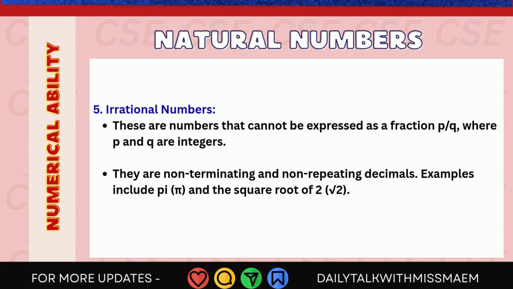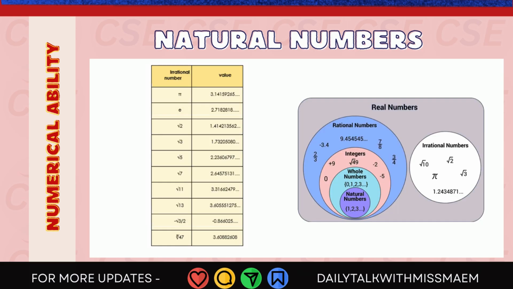Irrational numbers can't be written as clean fractions. They go on forever with no repeating pattern. Famous ones include pi, and square root of 2. You'll never see their decimals end or repeat. Irrational numbers. These are numbers that cannot be expressed as a fraction p over q, where p and q are integers. They are non-terminating and non-repeating decimals. Examples include pi, and the square root of 2.